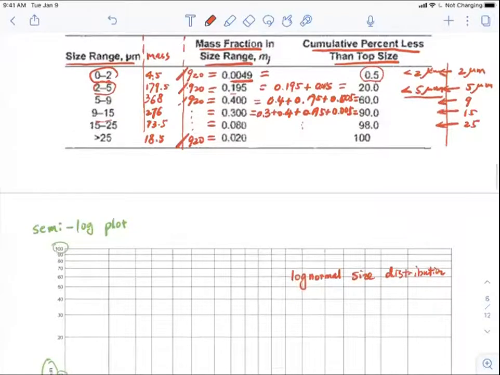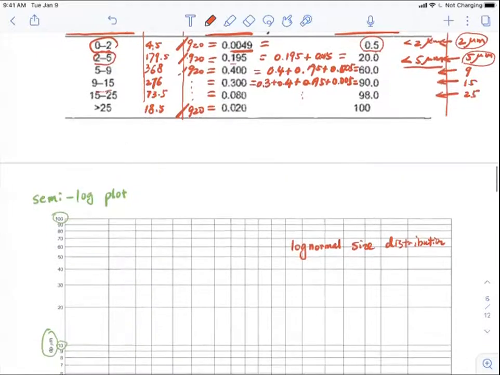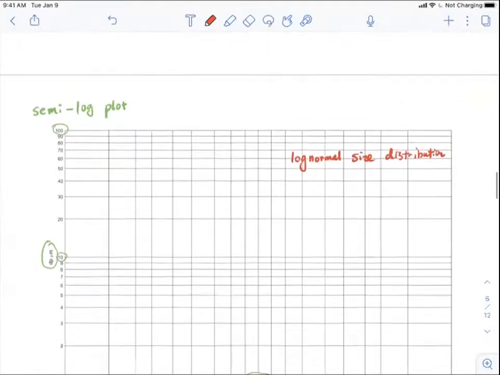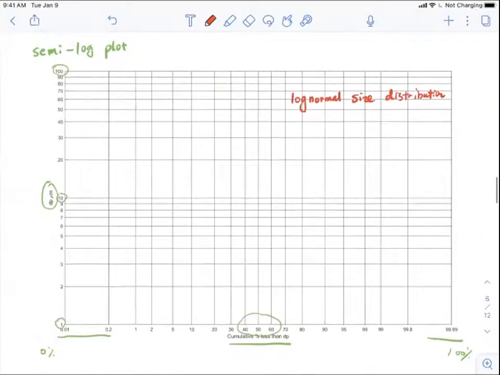Because when we talk about cumulative mass fraction, we're talking about everything below this size, right? Everything below this size. Okay, so now we can start to label all of these data points here. So first, let's find 2 microns. So 2 microns are going to have a cumulative mass fraction of 0.5.